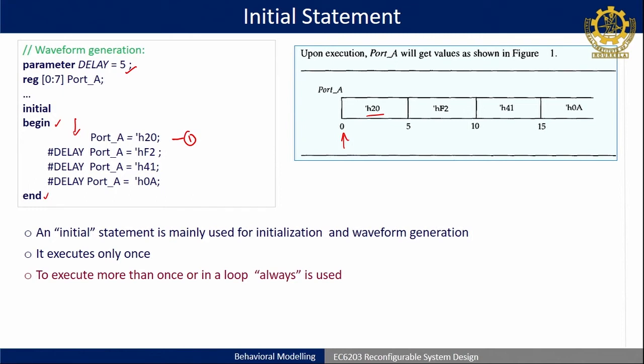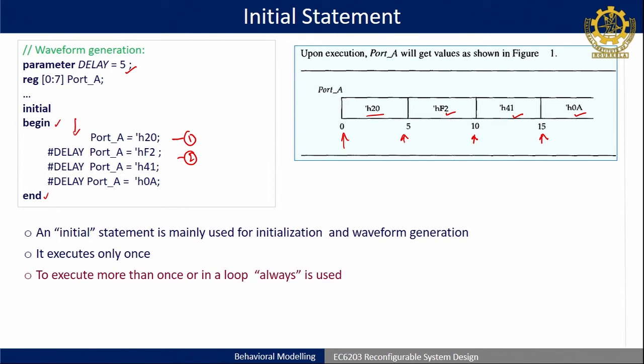Then after that, the parameter value of delay, like 5 time units, after 5 time units we will get HF2. Now the second is executed. So, 0 plus 5 is 5, sequentially the delay will be added. So, 5 plus 5 is 10, again port A is H41, then 10 plus 5 is 15. At 15 port A again will get a value of H0. So, this is a very simple example to generate a waveform.